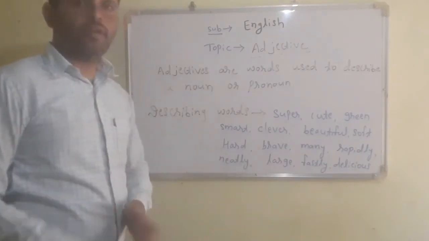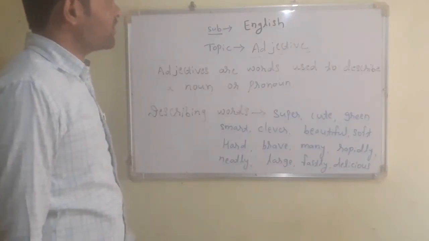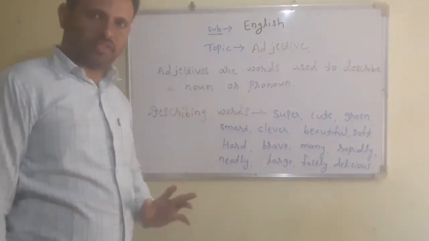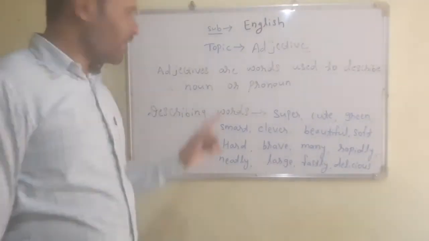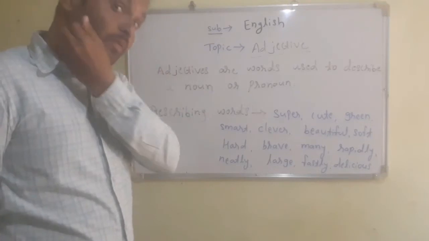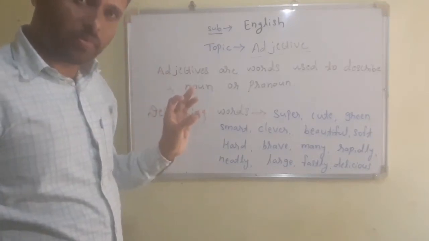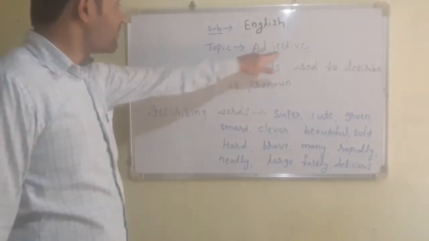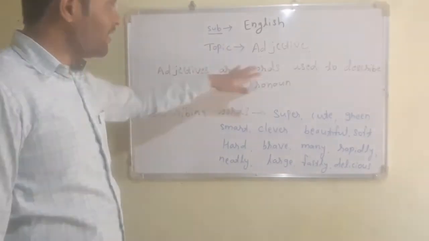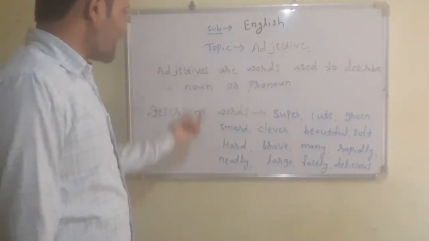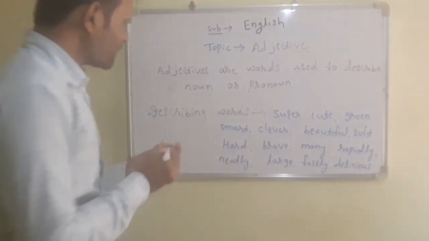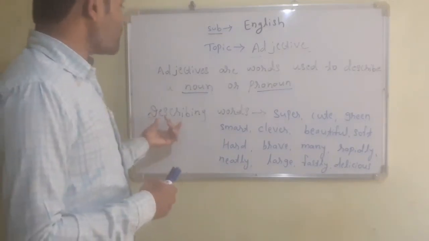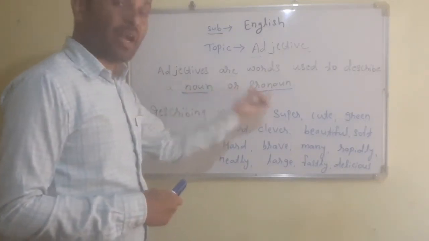Okay. Now we are going to discuss another part of speech: the adjective. Adjectives are words which describe a noun or a pronoun. Adverbs are words which describe a verb, an adjective or another adverb. But adjectives are the words used to describe a noun or pronoun. They describe only a noun or pronoun.